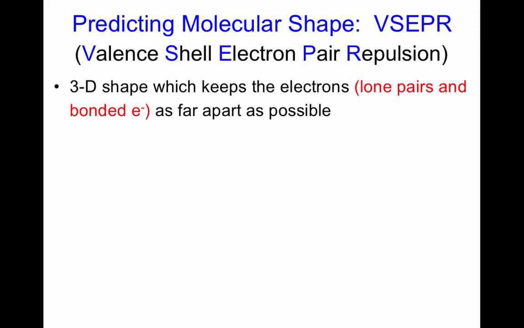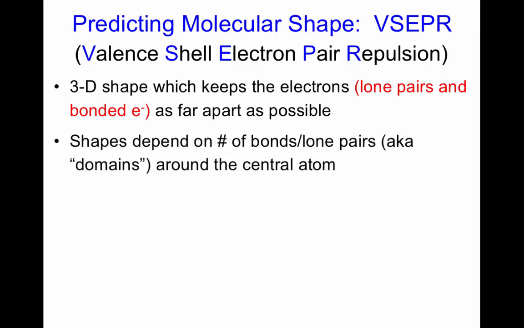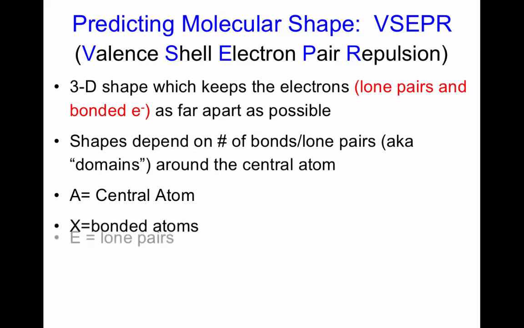Okay, this is based upon a couple of different things. So it's a 3D shape which keeps the electrons, either lone pairs or bonded electrons, as far away as possible. The shape of the 3D molecule depends on the number of bonds and the lone pairs. Both of these are referred to as domains. The domains are attached to your central atom. The letters that we use in this system: A equals the central atom, X equals the bonded atoms, E equals the lone pairs. Again, I'll show you an example.